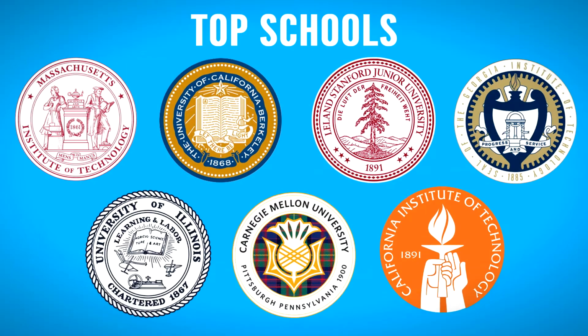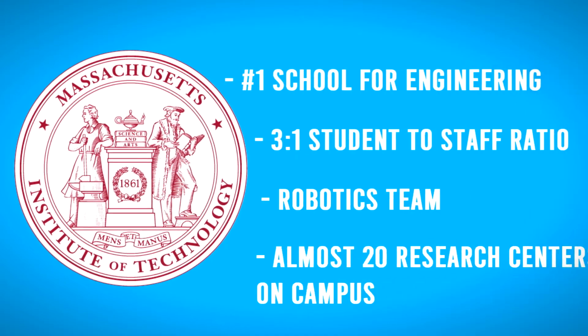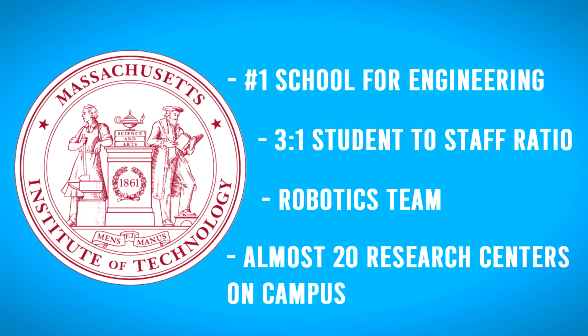Top schools in the U.S. to study electrical engineering are MIT, UC Berkeley, Stanford, Georgia Tech, University of Illinois Urbana-Champaign, Carnegie Mellon, and Caltech. The one that is considered the top in the U.S. is MIT, and that is mainly because of their low student-to-staff ratio, meaning more personal interaction between the two, award-winning robotics team, and the abundance of research centers on campus.